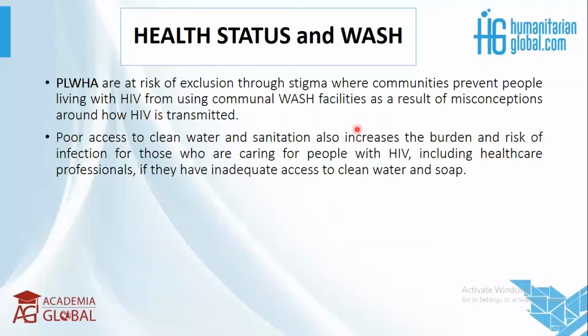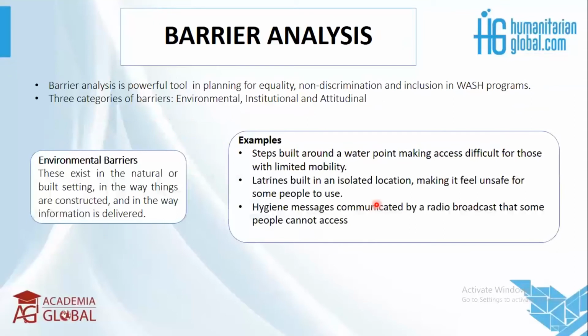So welcome to the second part of our session today. As I said before, we want to look at the barriers. If you are looking at ensuring that you have inclusion within your WASH program, we have what we call a barrier analysis. It's a powerful tool in planning for equality, non-discrimination, and inclusion in WASH programs. It can also be used for other programs, really, but you can tailor it for your planning of WASH programs.